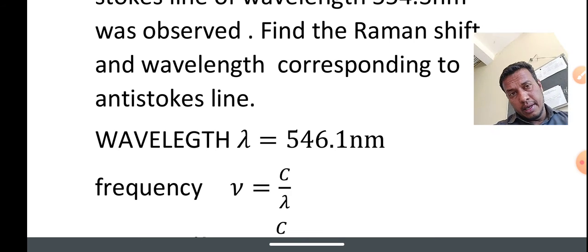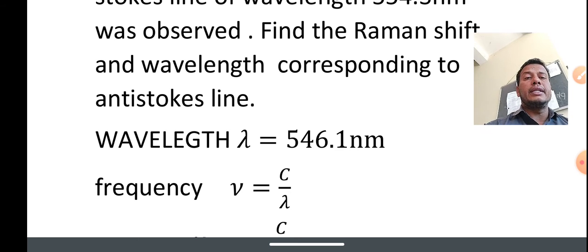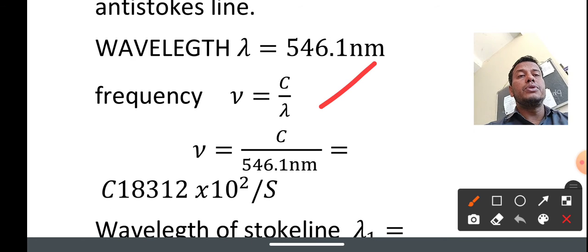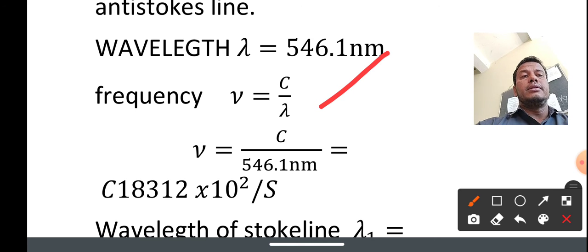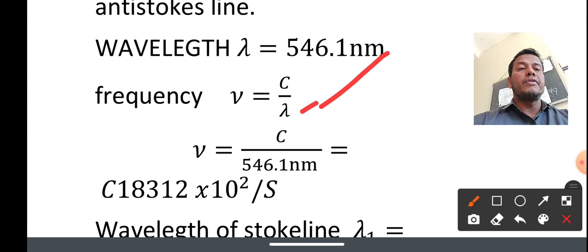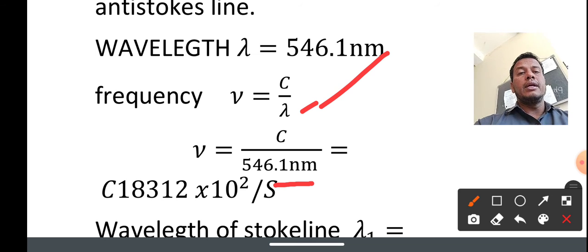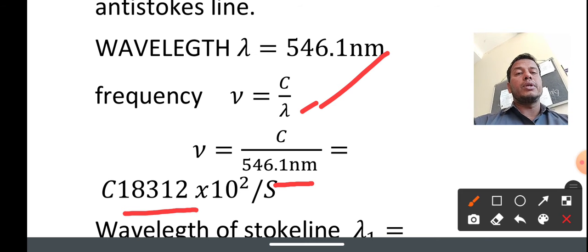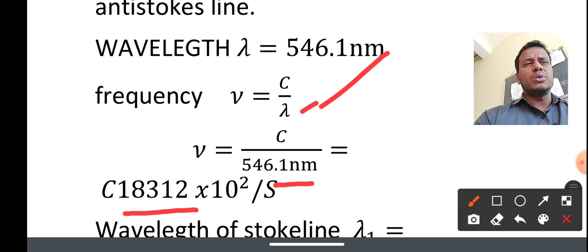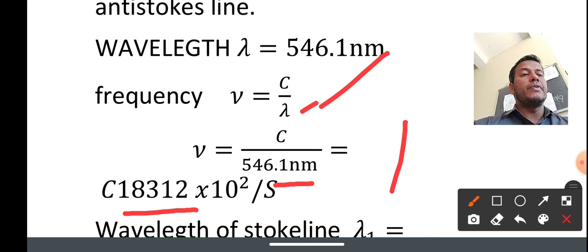The frequency can be calculated using the relation nu equal to c by lambda. Nu is equal to c by lambda, where c, as we know, is 3 × 10^8 meter per second, but don't put the value in here because sometimes it cancels, so keep it as it is. The lambda value is 546.1 × 10^-9 meter, and this gives nu equal to c into 18312 × 10^2 per second. Don't put the c value here, just simplify.